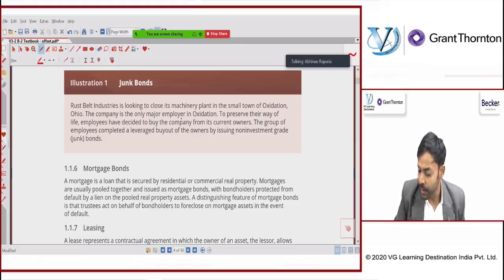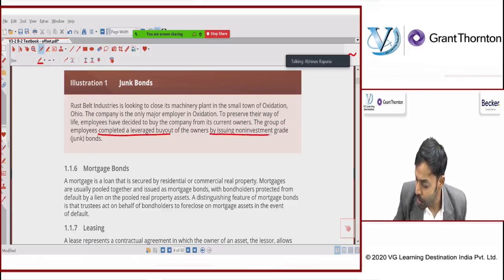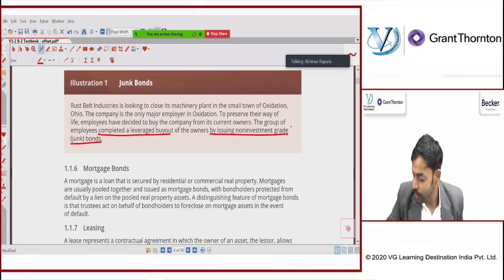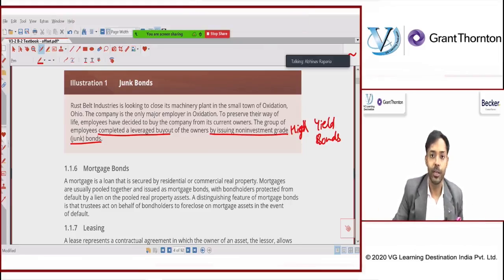The company is the only major employer in Oxidation, right? To preserve their way of life, employees have decided to buy the company from its current owner. The group of the employees completed a leverage buyout of the owners by issuing a non-investment grade, the junk bonds, or the way I told you also, it is called the high yield bonds also. Because these employees don't have money to pay out of their pockets, they have issued the junk bonds and use that money to pay the owners of the company.